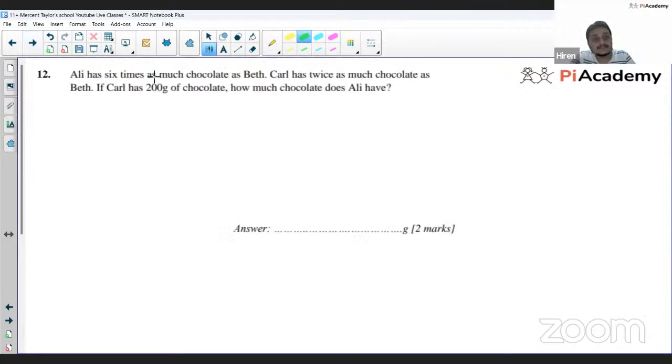Ali has 6 times as much chocolate as Beth, okay? So this is the keyword, 6 times. And then Carl has twice as much chocolate as Beth, okay? And the next thing, if Carl has 200 grams of chocolate, how much chocolate does Ali have? So we are going to find here how much Ali has.